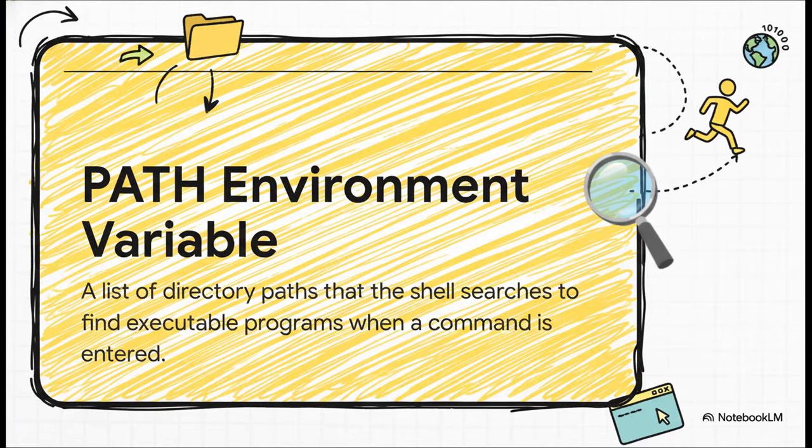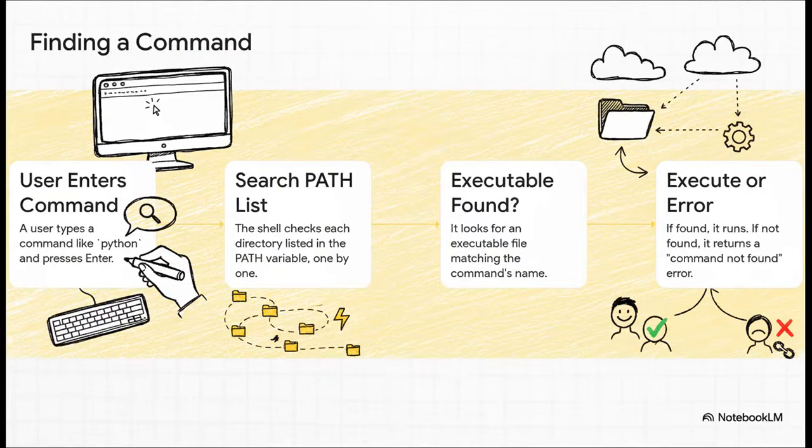When you type any command, your shell, your command line interface, looks at this list. It says, okay, I need to find a program called python. Let me check all the locations on my map. And the process is super logical. You type python, hit enter. The shell looks at the very first folder in its path list. Is there a Python program in there?